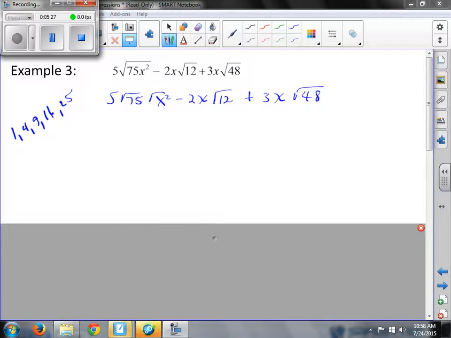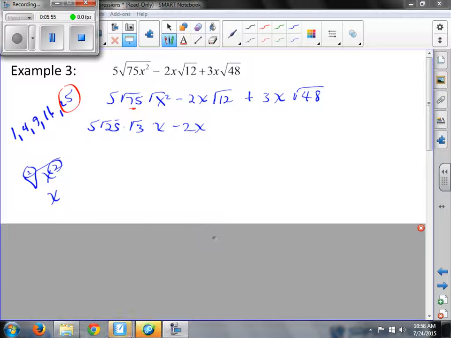So the 75, let's see, we'll break down. That's 25 times 3. 25 is the perfect square that will go into 75. So I have 5 times the square root of 25 times the square root of 3. And we know that the square root of x squared, it's a square root and it's x squared. Those match. The square root of x squared is x. So that turns into x minus 2x.